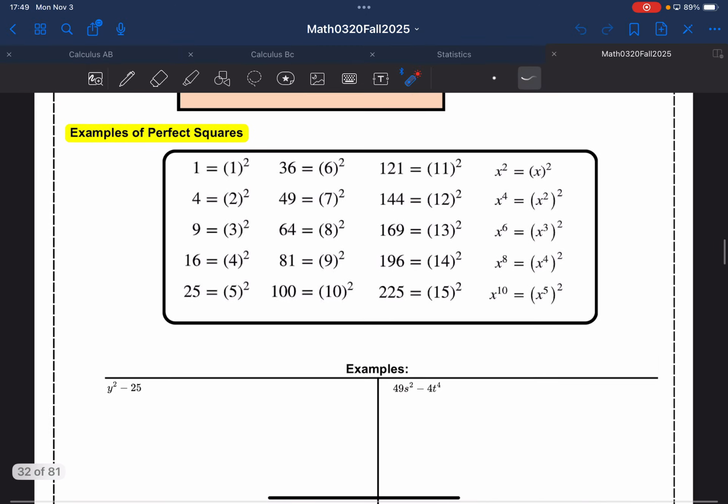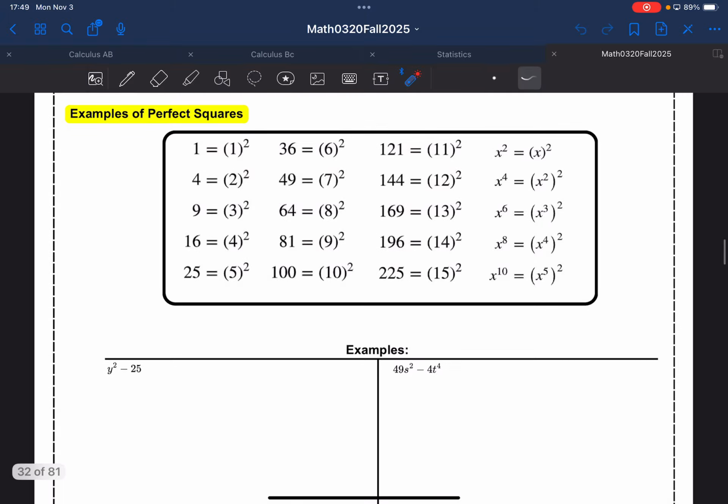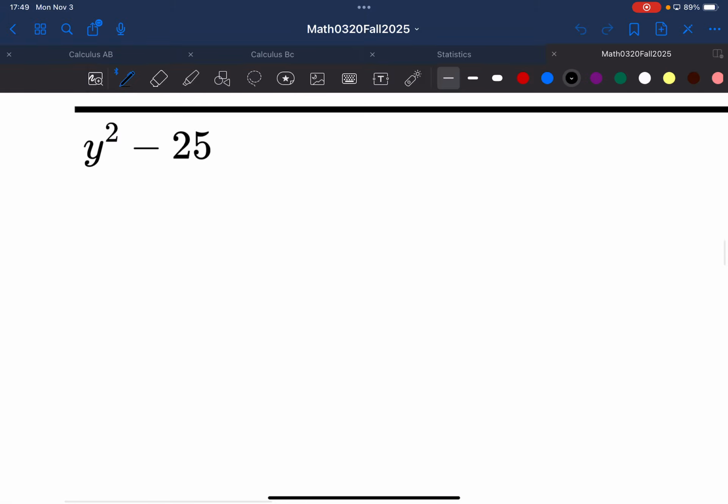So it will make more sense when we're looking at the examples. So for example, in this one, remember our standard form here is a squared minus b squared. Which means instead of labeling A, B, and C like last time, we're now just labeling A and B. So that first term minus the second term. So here, our A squared value is going to be equal to y squared. And our B squared value is going to be equal to 25.